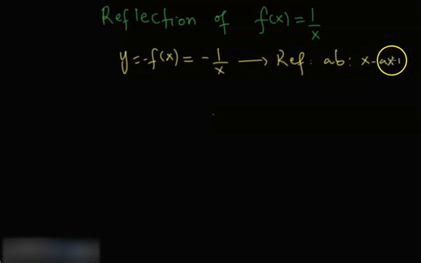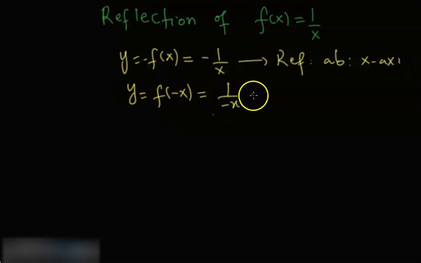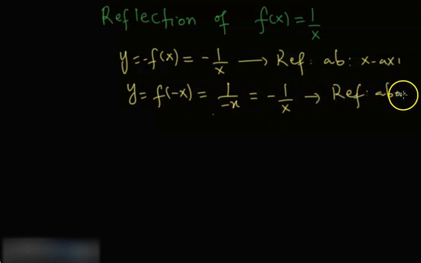x-axis, and the function y equal to f of minus x, which is 1 upon minus x, which is again minus 1 upon x, is reflection about the y-axis. So from here you can realize that the x-axis reflection or y-axis reflection for 1 by x remains the same. So if you know the reflection along x-axis or y-axis, it's fine.